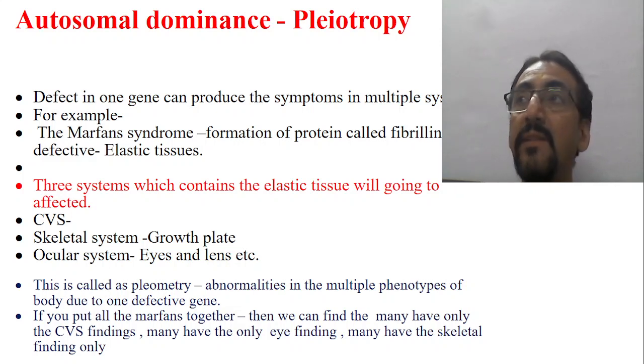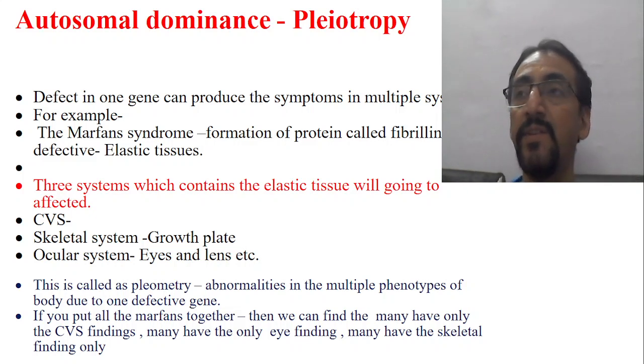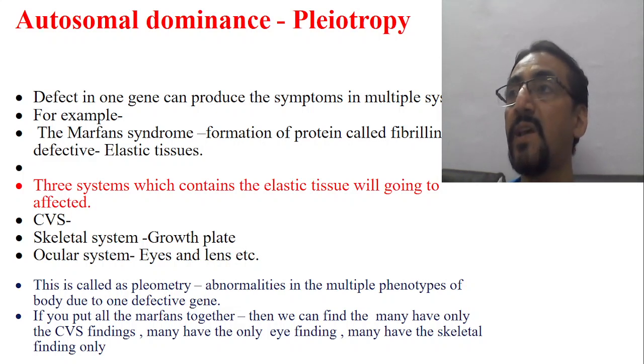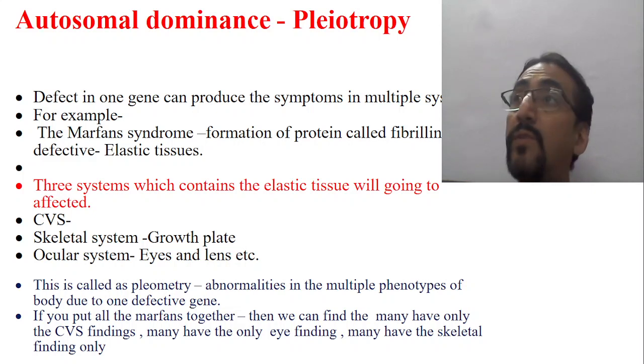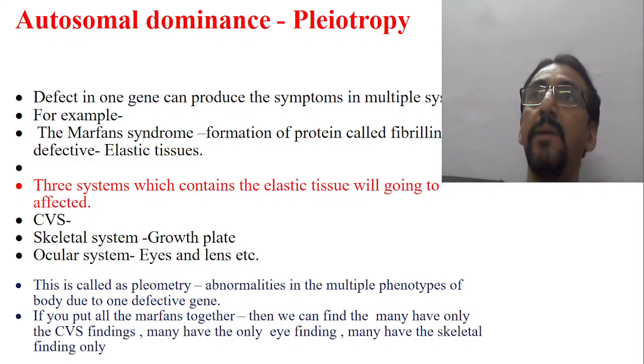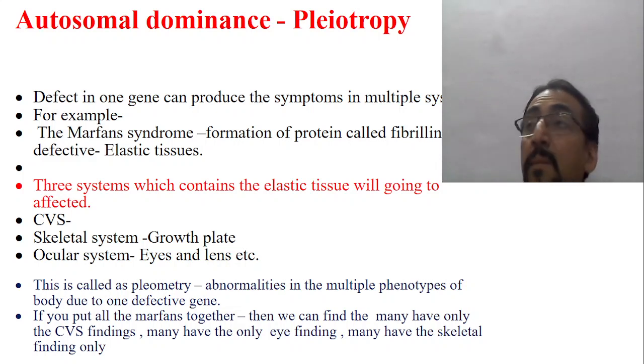So now we know that the absence of a single protein, fibrillin, is responsible for symptoms related to three important systems: the visual system, the skeletal system, and the cardiovascular system. So this is called pleiotropy. Pleio means more. Abnormalities are seen in multiple phenotypes of the body due to one defective gene.